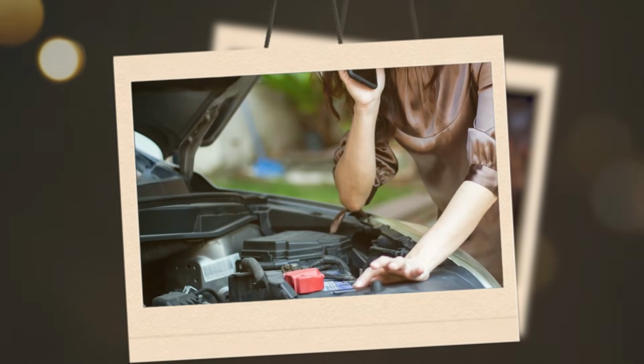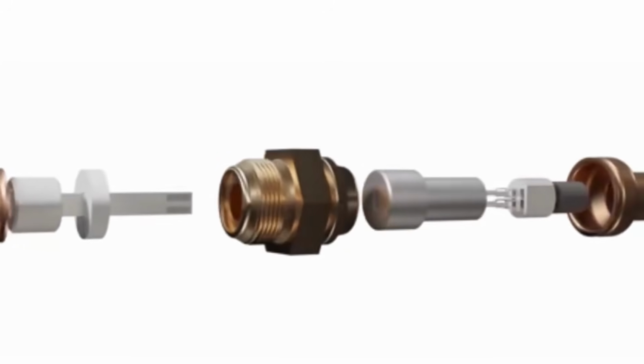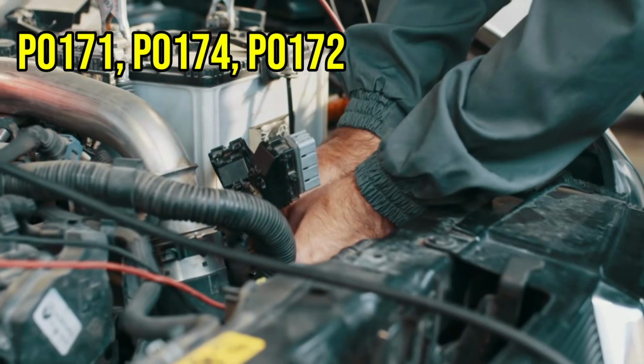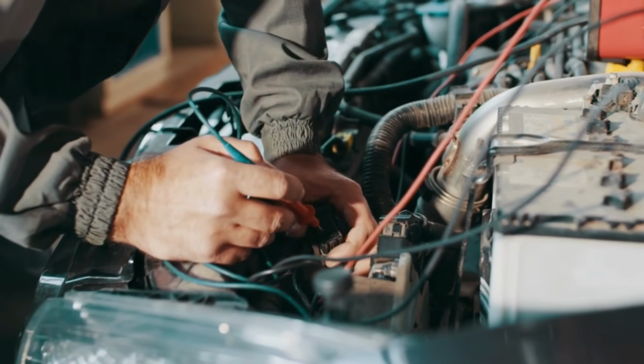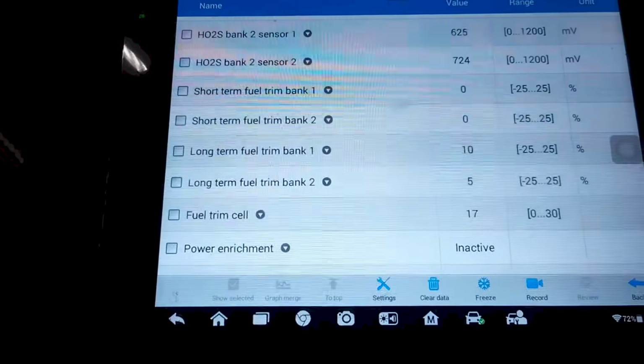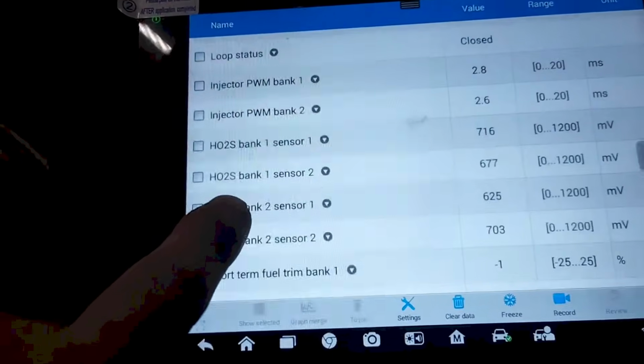But remember this, lean or rich codes do not automatically mean the O2 sensor is bad. Codes like P0171, P0174, P0172, or P0175 mean the computer sees a mixture problem. The O2 sensor may simply be reporting the truth.